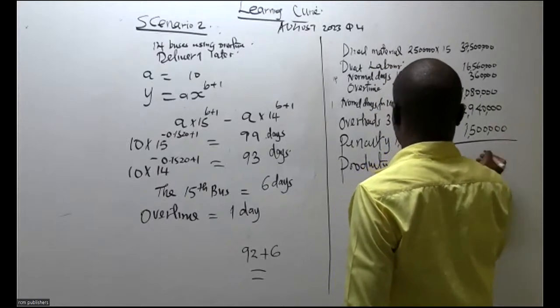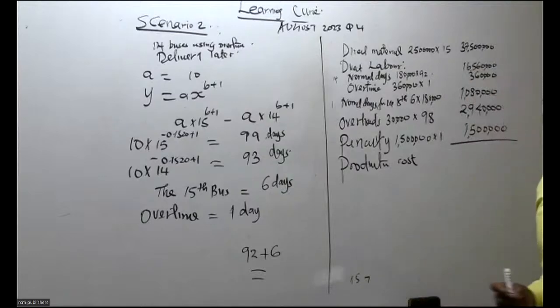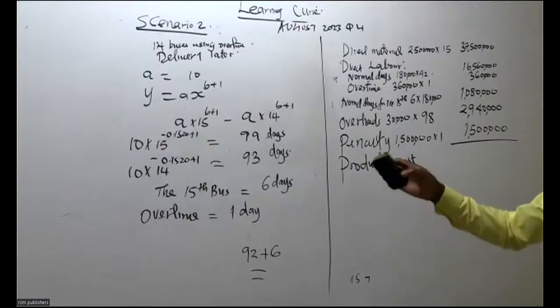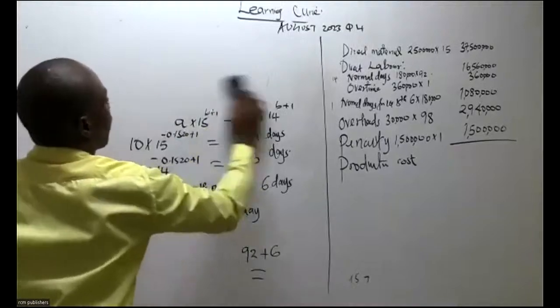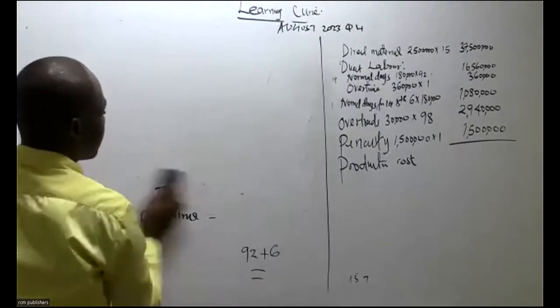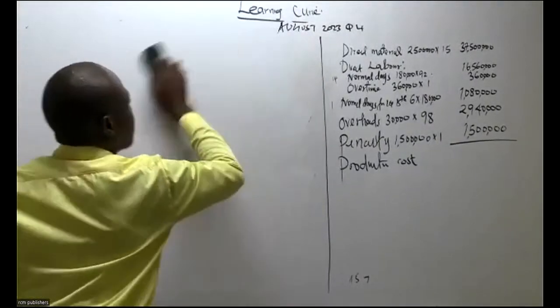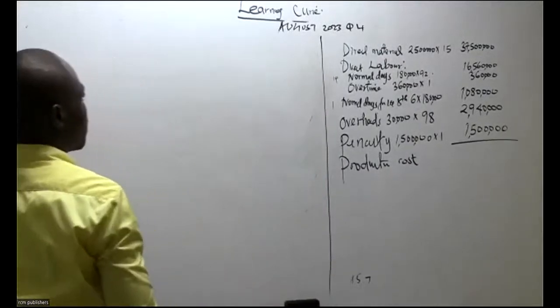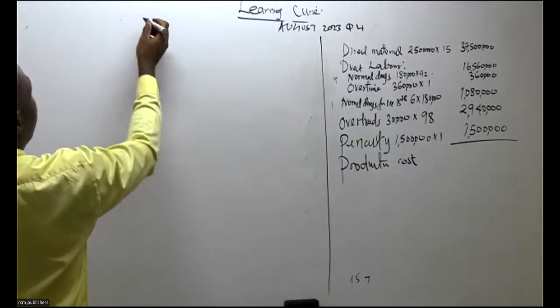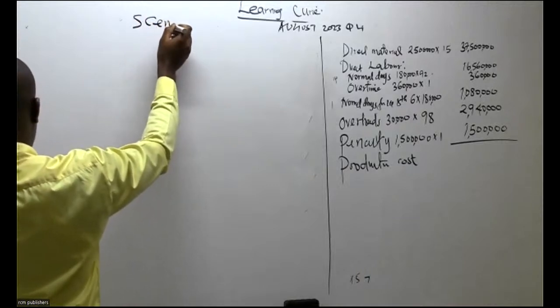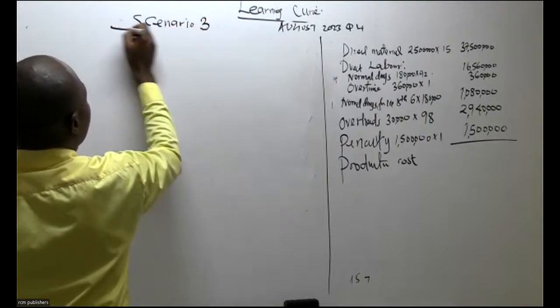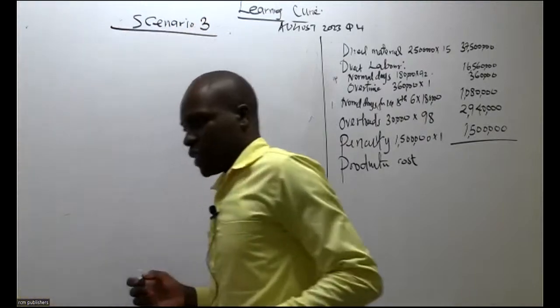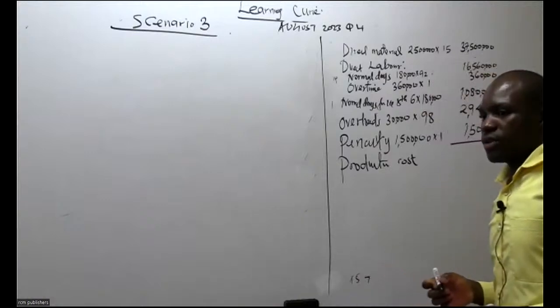cost. Tunakuwa na ngapi? Ongeza kila kitu. Ongeza kila kitu under scenario 2. Then we get to scenario number 3.